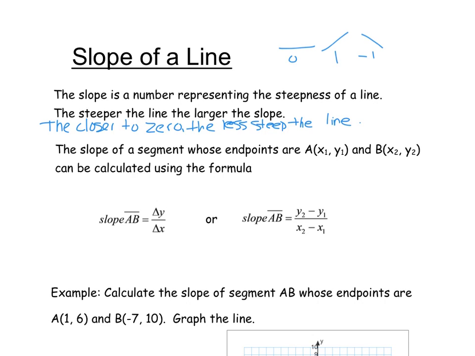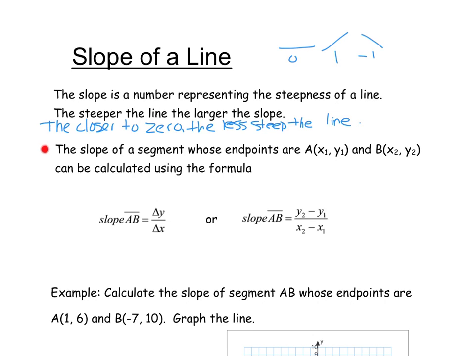This video lesson will review how to find the slope of a line. So remember what the slope actually represents. When we are talking about the slope of a line, it is a number that's representing the steepness of a line. The steeper the line, the larger the slope. So the bigger the number, the more steep the line is.